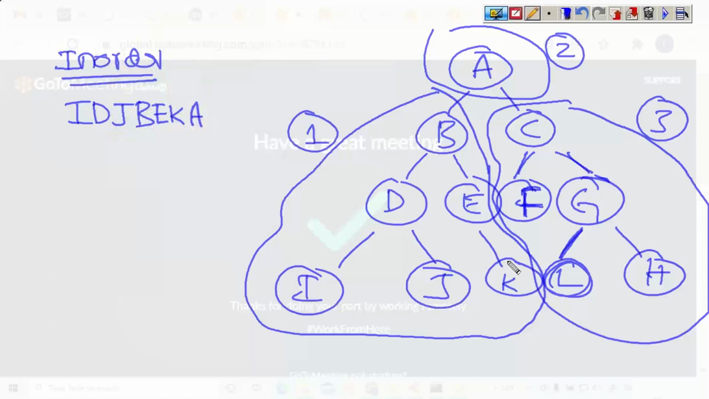Now we need to move to the right side. In the right side, first it will be starting with F, C, G. Yes or no? F first, C, but G having a child. So L, G, H. Yes or no? L, G, H. This is the in-order.